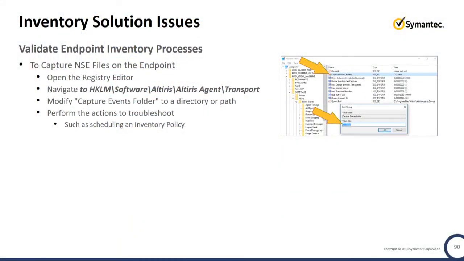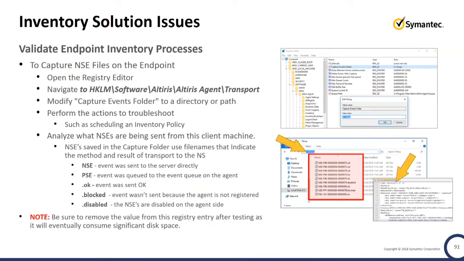Okay, you can also set this in the registry. This is under the transport key, and you modify the capture events folder, give it a folder like C:\temp or something, and from that moment on, it will dump all the NSE files into the folder you tell it to. And you can analyze each one of them for the data, but there's something more important about it.